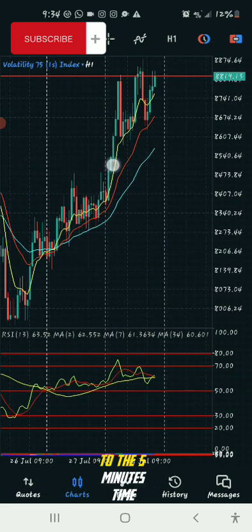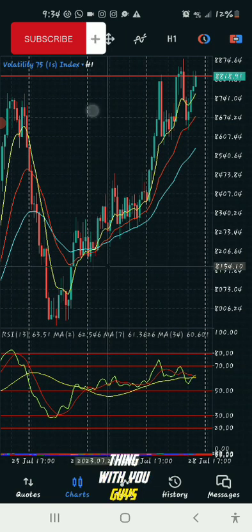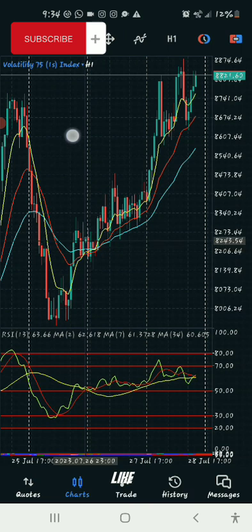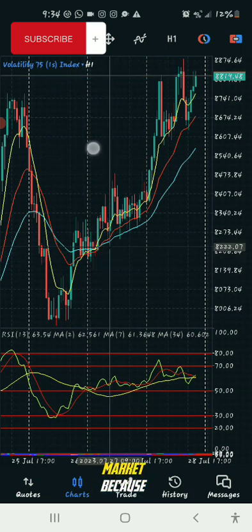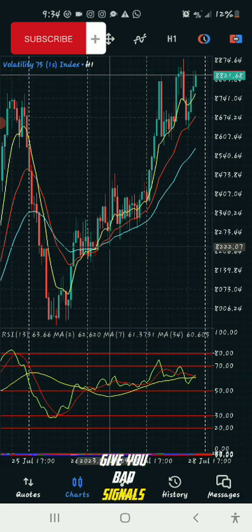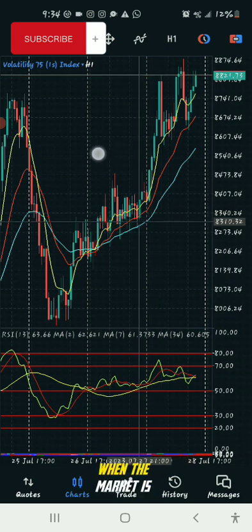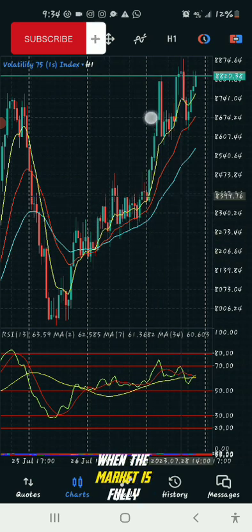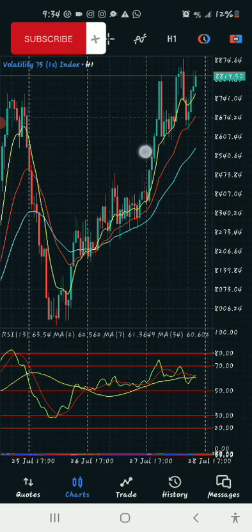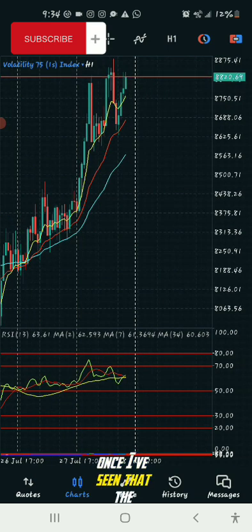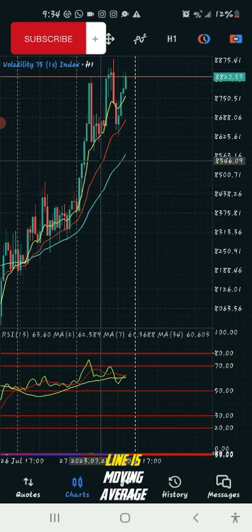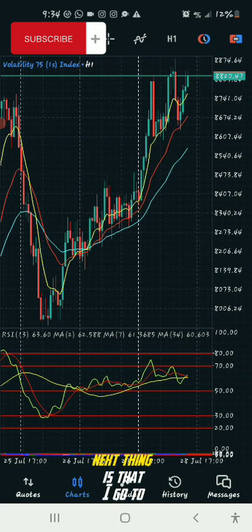But before I go to the 5 minutes time frame, I want to share a little thing with you guys. If you see that the market is being choppy, like ranging, please stay away from the market, because the indicators can just give you bad signals because the market is choppy. You use these indicators when the market is a trendy market, when the market is fully trending. So once I've seen that the market is above this yellow line, the 8 moving average, the next thing is that I go to the 5 minutes time frame to look for my entry.